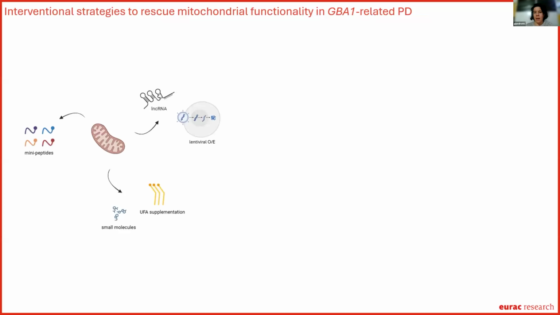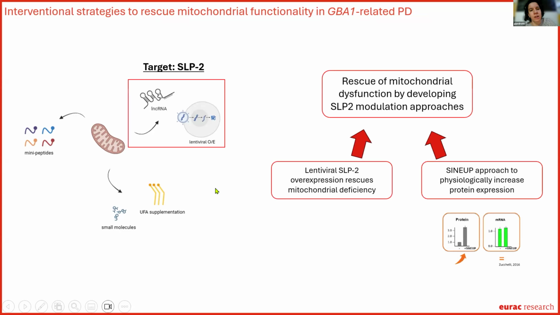Regarding the interventional strategies that we propose, as you can see from the image here, we want to move on different fronts. But for now, I'll be focusing on this first approach: the direct modulation of SLP2. We want to try and do it in two different ways: by mildly overexpressing SLP2 through a lentiviral approach, and then a second, more translational approach where we use long non-coding RNA to physiologically increase protein expression without altering the mRNA content.